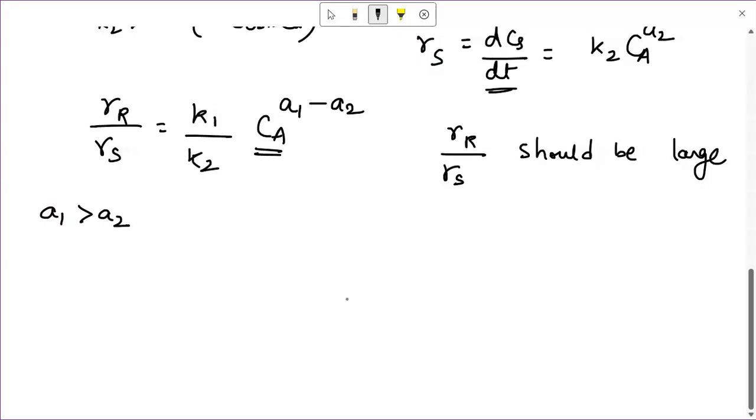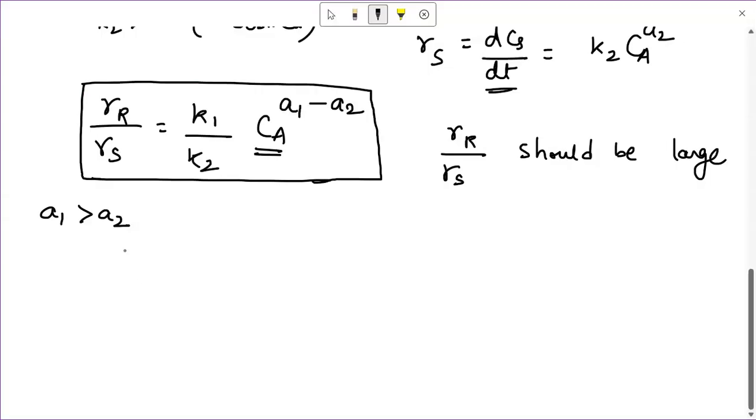That means the desired reaction has higher order than the unwanted reaction. Then if you examine this equation, this is the main expression that relates the two rate equations. So if A1 is greater than A2, then we will like to keep Ca on the higher side. Then there will be a maximization of this ratio, because we want the RR by RS ratio to be large, so we will keep a high reactant concentration.